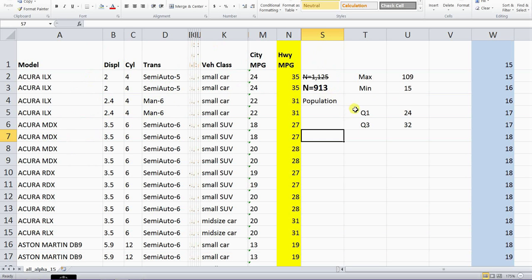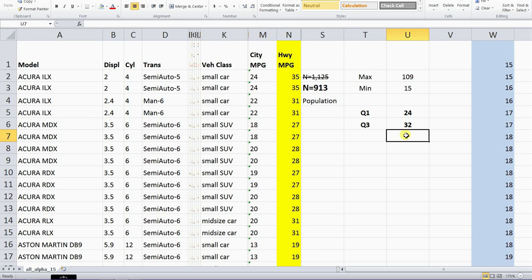Okay, I was able to determine that the first quartile is 24 and the third quartile is 32. I'm not going to go through that process, but I will put a link in the video here to my video where I talk about how you go about finding percentiles and quartiles.